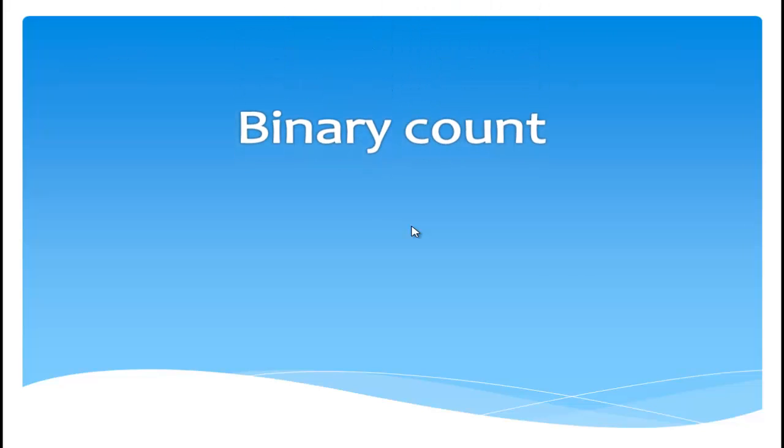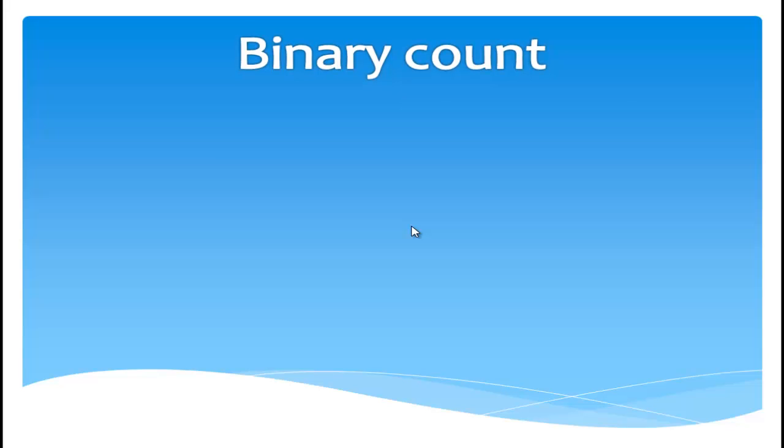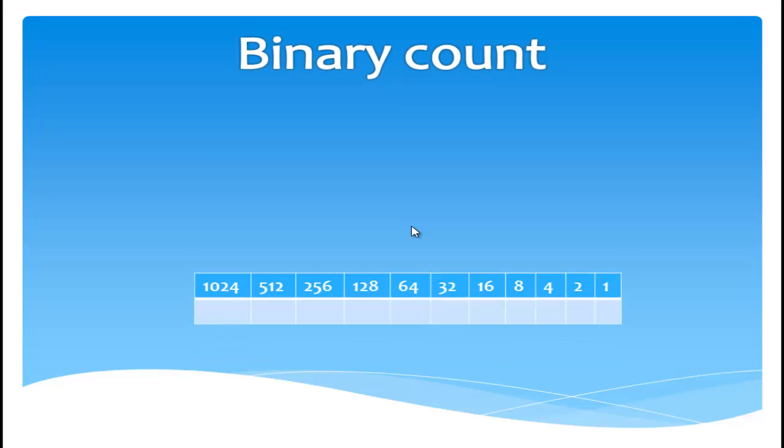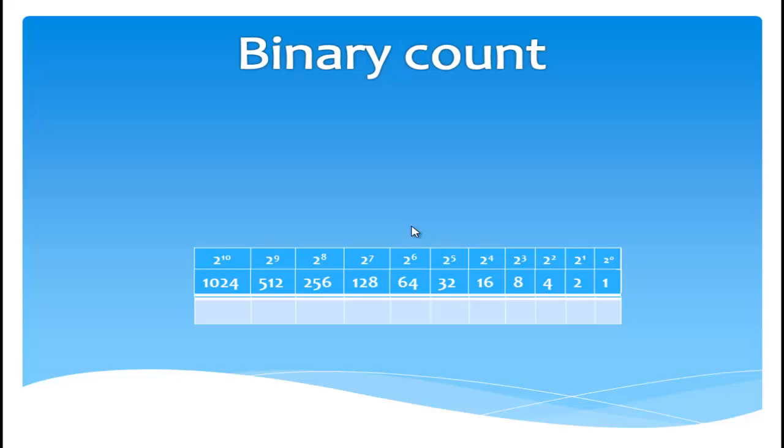Now we're going to talk about binary count. In binary count, we're going to use this table. Binary count is basically counting in 1s and 0s, and it uses the same idea as the decimal system, but in this case it is to the power of 2. For this place, this will count as 1, this will count as 2, this is 4.